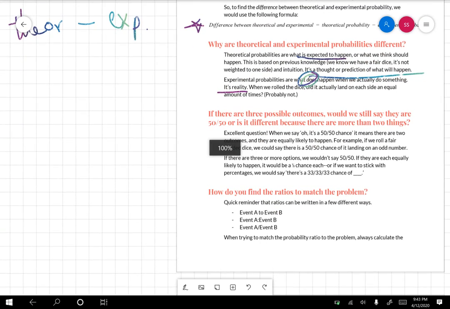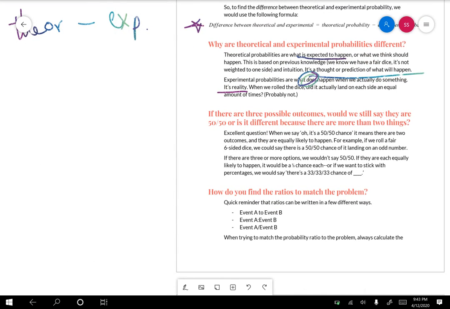That's a great question. When we say it's a 50-50 chance, it means that there are two outcomes and they're equally likely to happen. I'm going to highlight that because that's important. It means that there's two outcomes and they're equally likely, right?